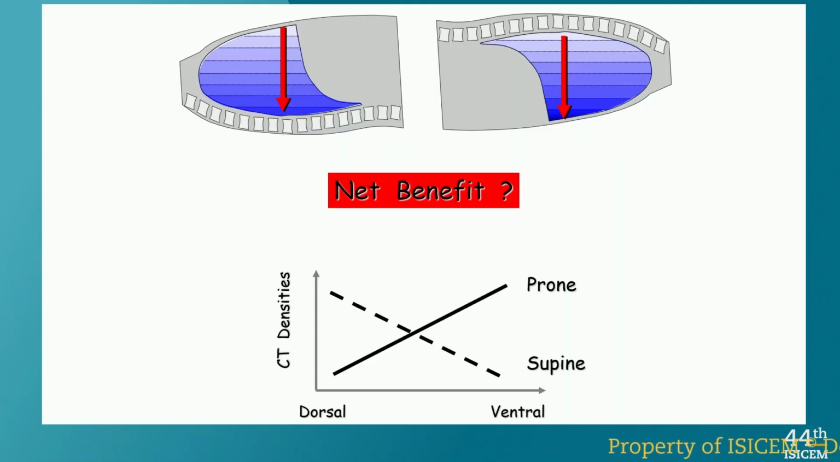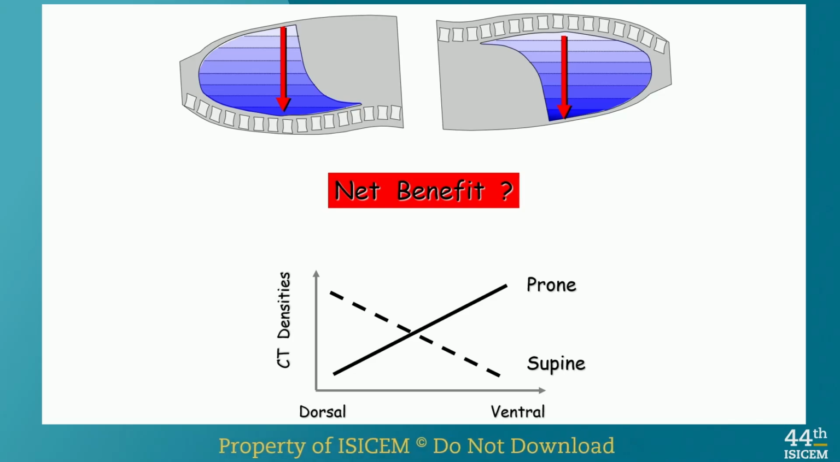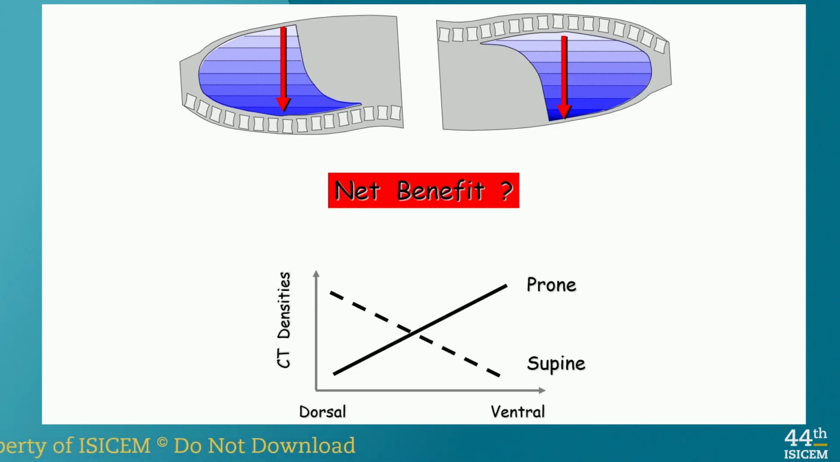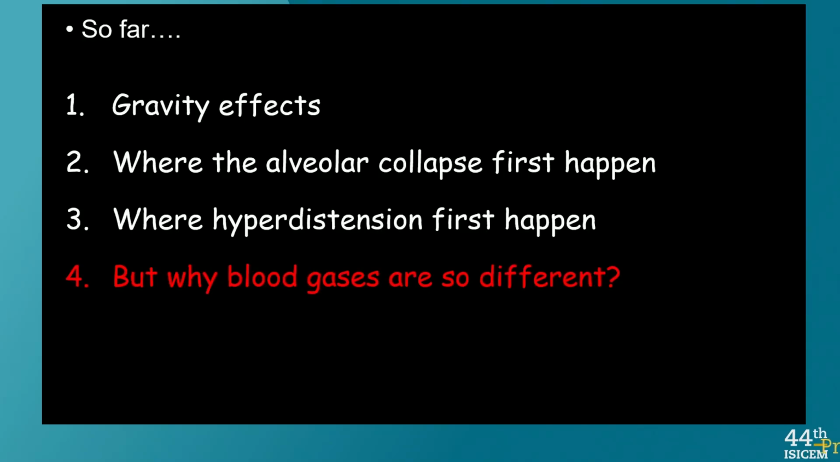So you could say, is there any benefit? Because we just had an opposite axis in terms of gravity forces. So when going from dorsal to ventral, prone increased densities in ventral and supine increased densities in dorsal. But it's exactly the same gradient, the same amount of collapse. So which is the advantage of prone? So the collapse obeys gravity. Collapse happens independent, hyperdistension in non-dependent. But then how explain that the blood gas is very different?